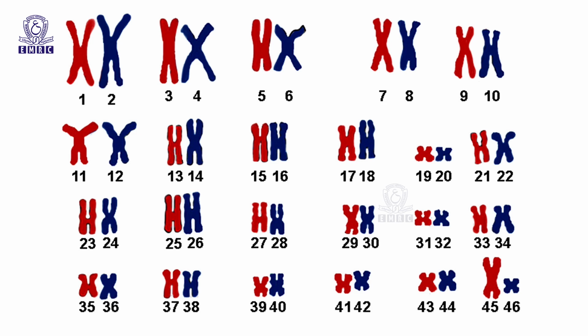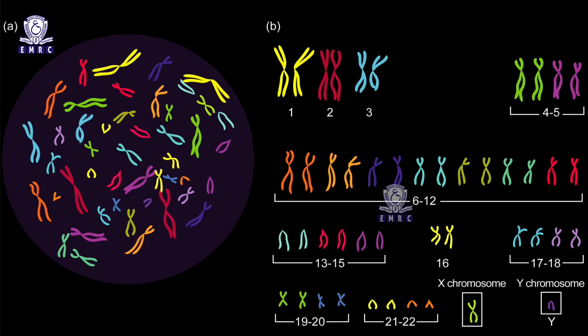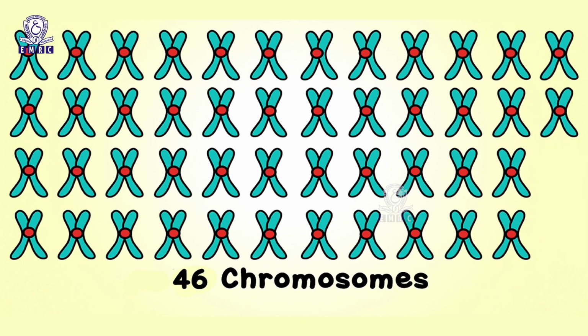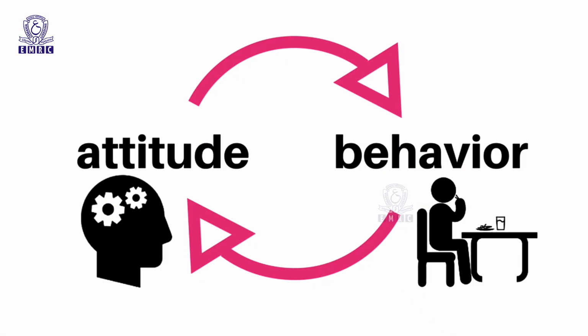Except for the sperm and ova, all cells in the body contain 46 chromosomes. The sperm and the ova each contain only 23 chromosomes. This ensures that when the two cells meet, the resulting new organism has the correct 46 chromosomes. There are certain laws under heredity by which the behavior and the attitude of an individual are formed. Let's have a look at them.